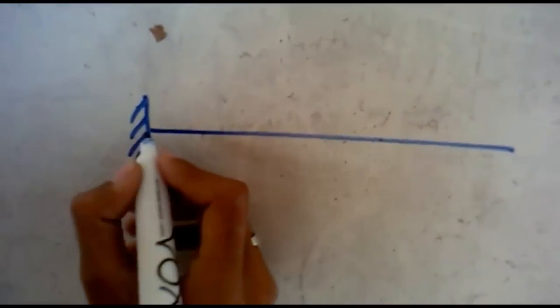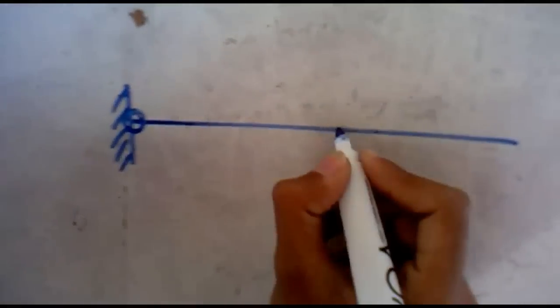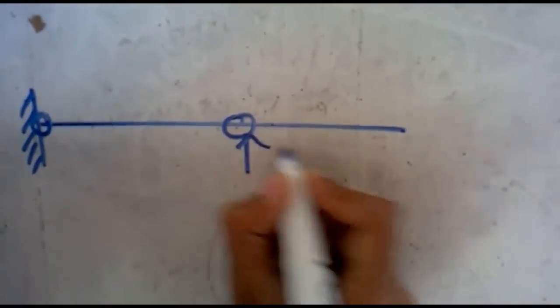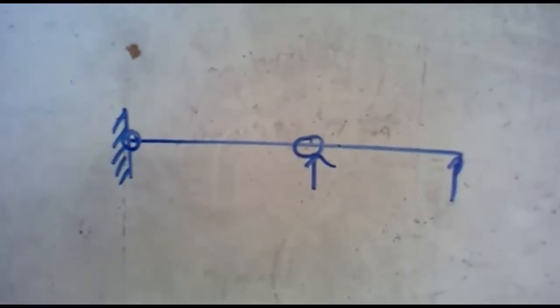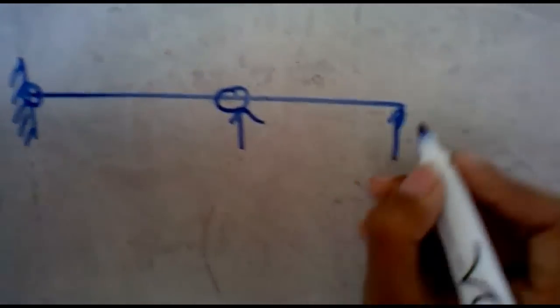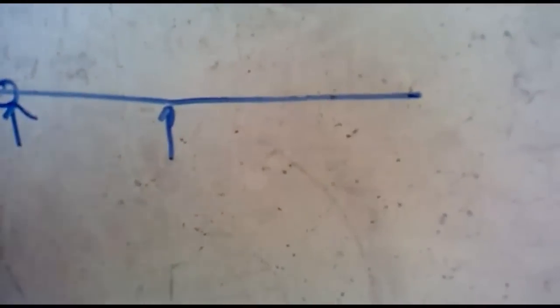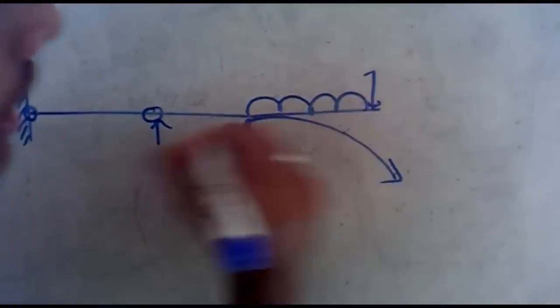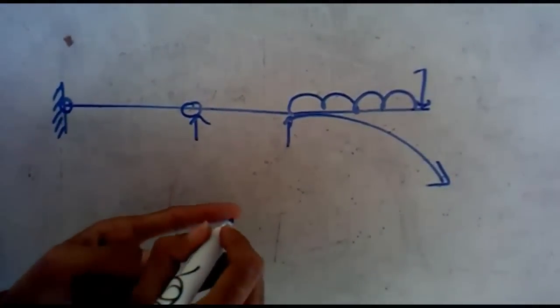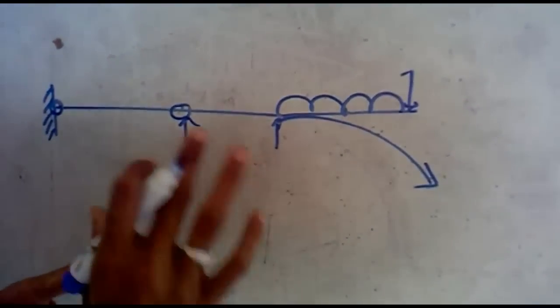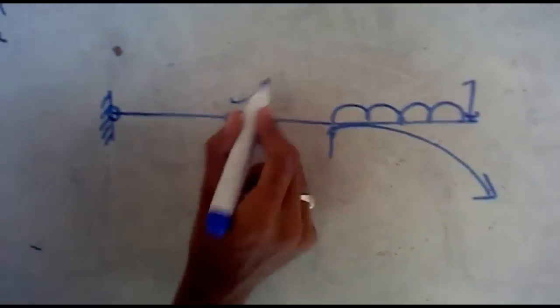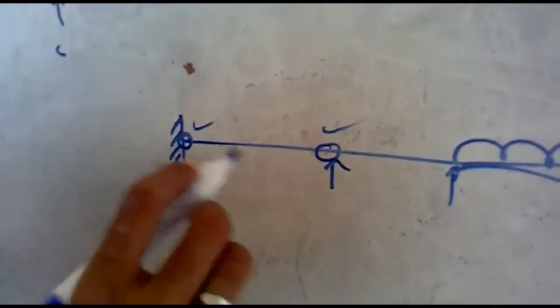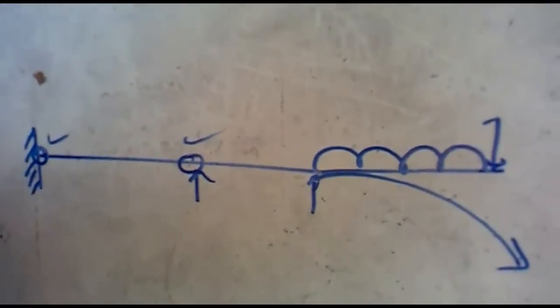Okay, now I want to know the moment at this point and this point. Suppose there is a support. And another variation in that fixed beam is that suppose it is an overhang. Now such a type of bending moment is formed here when the support load or UDL is present at that point. Okay, so for such a beam, to find all the support reactions at this point and this point, they can be calculated with the help of the three moment theorem.